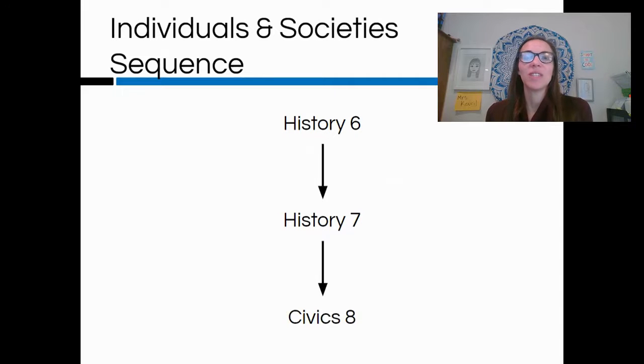And here's a little bit about the sequence of Individuals and Societies courses here at Glasgow. All 6th graders start out taking History 6, all 7th graders take History 7, and all 8th graders take Civics 8, which is a government and economics course.